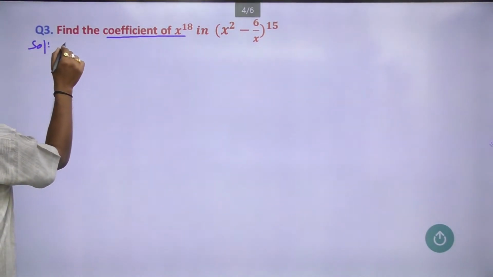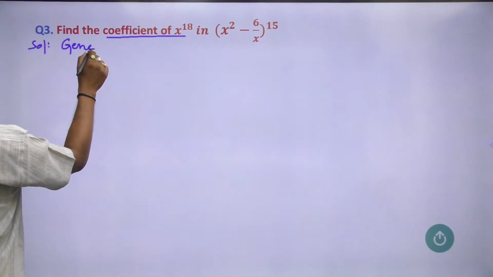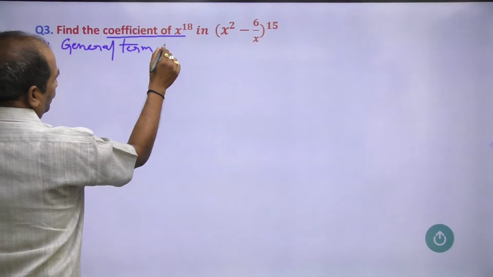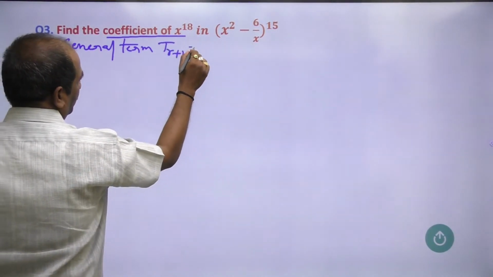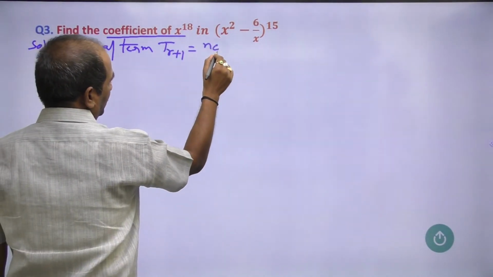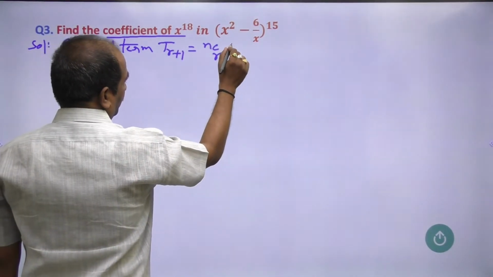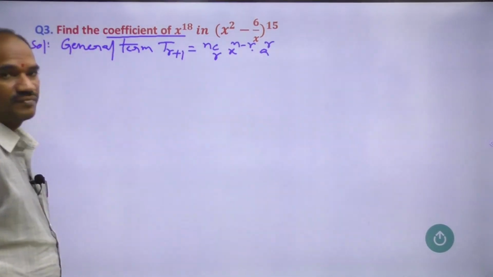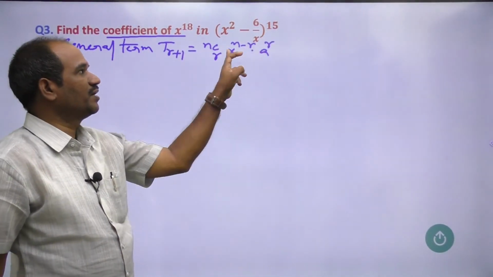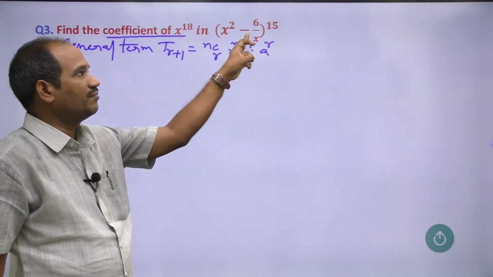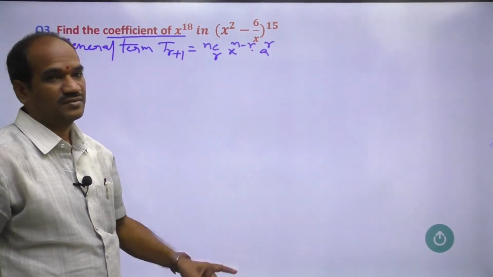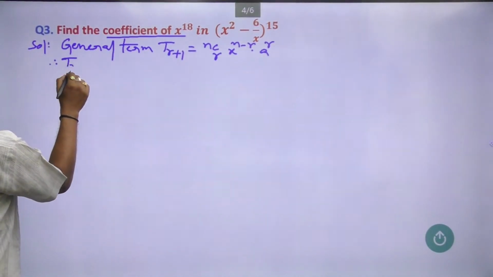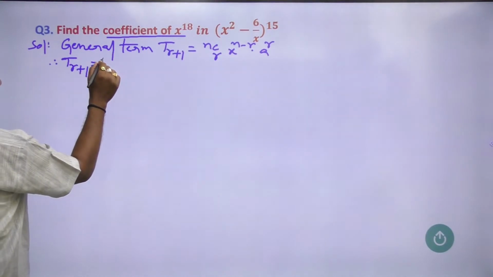Here in the general term, T r plus 1 is equal to nCr into x power n minus r into a power r. This is the general term. Replace these values: n value 15, x value x square, a value minus 6 by x. Replace here. So therefore T r plus 1 is equal to nCr, n value 15.